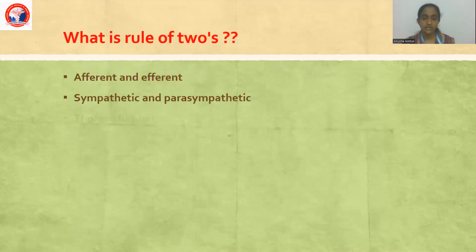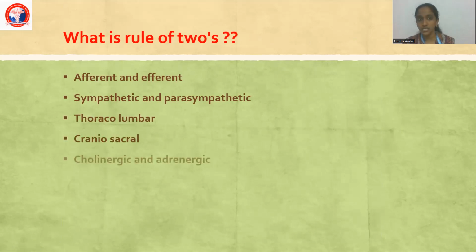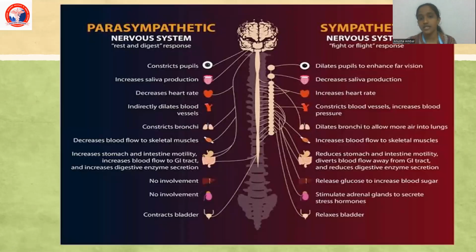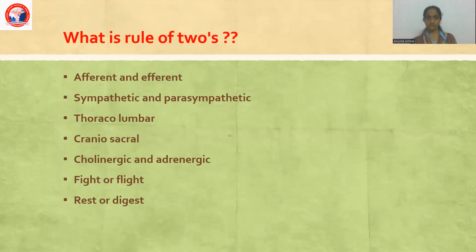It's just like a rhythmicity. There is always afferent, efferent, sympathetic, parasympathetic, thoracolumbar, craniosacral, cholinergic and adrenergic, fight or flight, rest or digest. So it always comes in pairs, just not a concept, just to know.